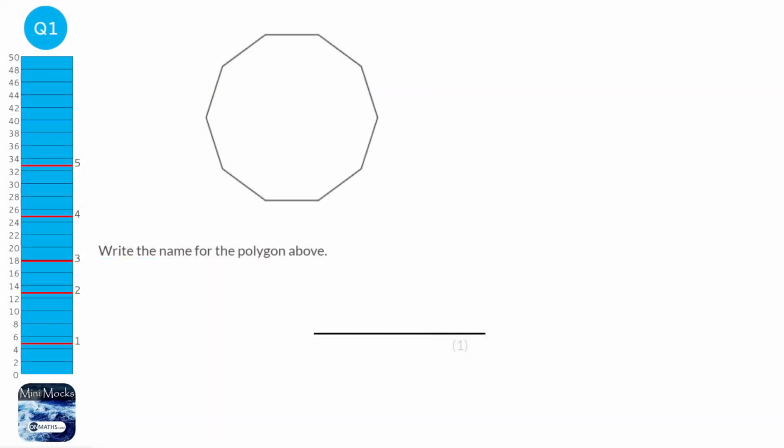So with this question, we need to first of all count how many sides this polygon has. So it's going to be 1, 2, 3, 4, 5, 6, 7, 8, 9, 10. So it's 10 sides. And we just need to know that a 10-sided shape is a decagon.